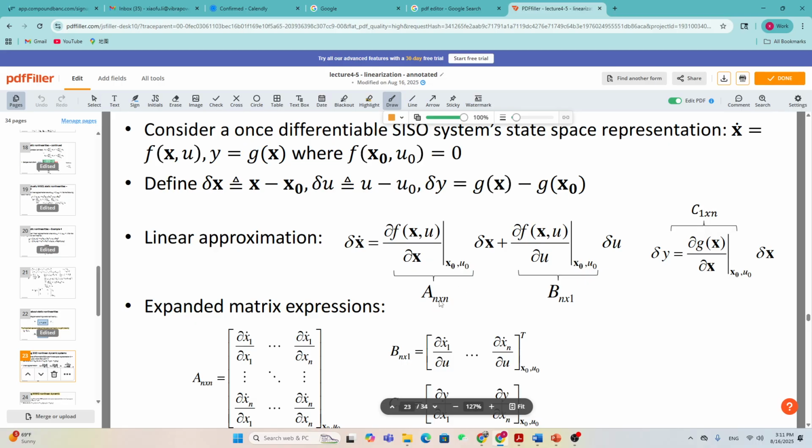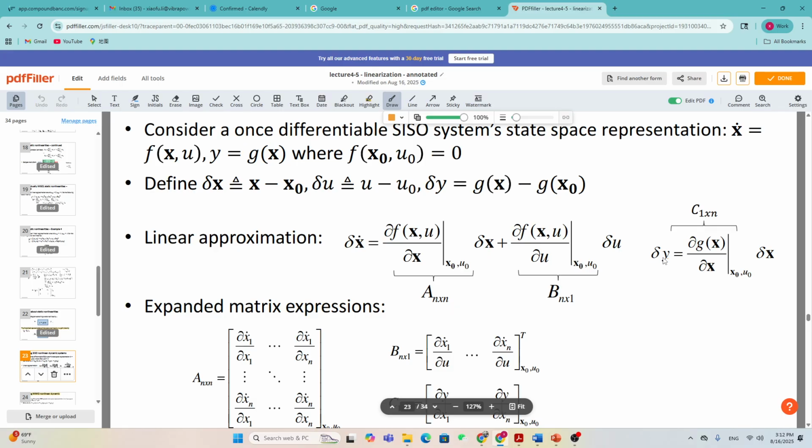Your A matrix generally depends on how many state variables you have. If you have n state variables, you have an n by n A. The B matrix depends on the number of state variables and also on the number of your inputs for each individual function f.